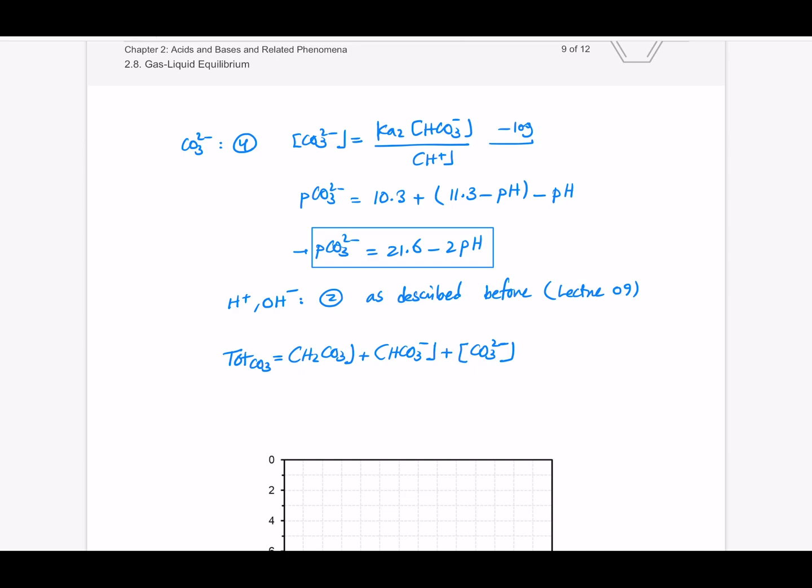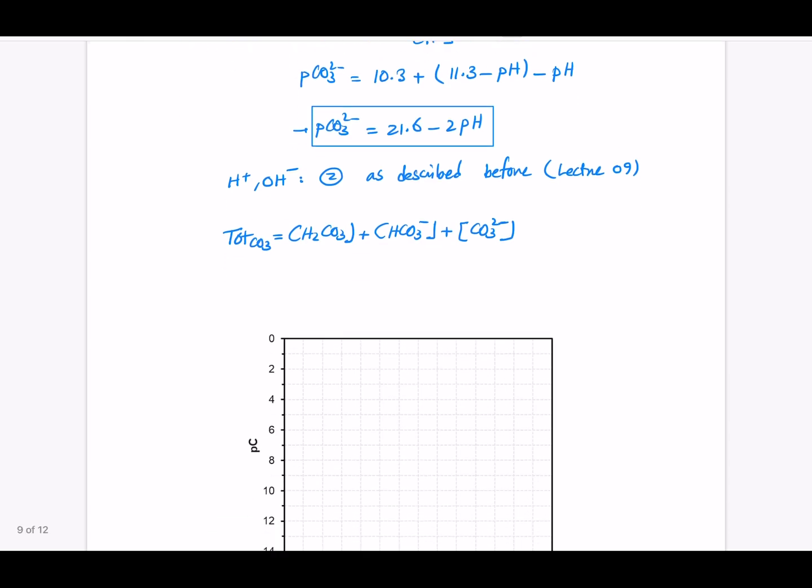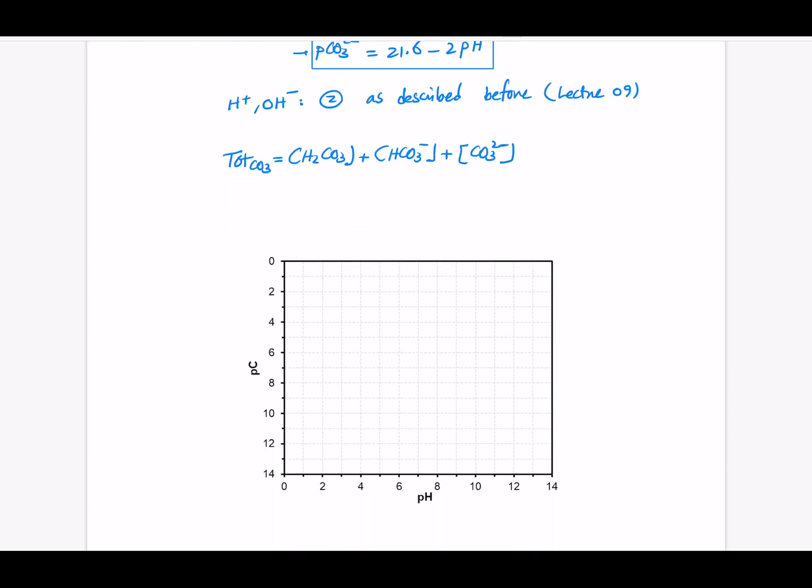So then it would be, I think, very straightforward to construct the line, right? The first line and the easiest line is always H plus, OH minus. So I'm going to do H plus first. So this is H plus, similar to lecture 9. This is OH minus. So I'll be providing these 2 figures also on Teams, if you have a little bit of problem constructing that.